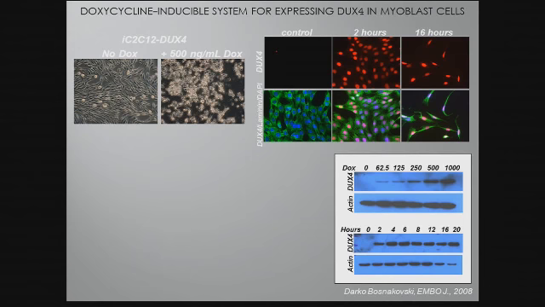The upper panel shows that if we treat with different doses of doxycycline, those numbers 62.5 up to 1,000 are different amounts of dox. If we treat the cells with those different doses, we can titrate up and express different levels of the DUX4 protein, from low levels to high levels. And it's the high levels of DUX4 that are killing the cells that you see in the upper left. You see they were treated with 500. The lower levels don't kill the cells.